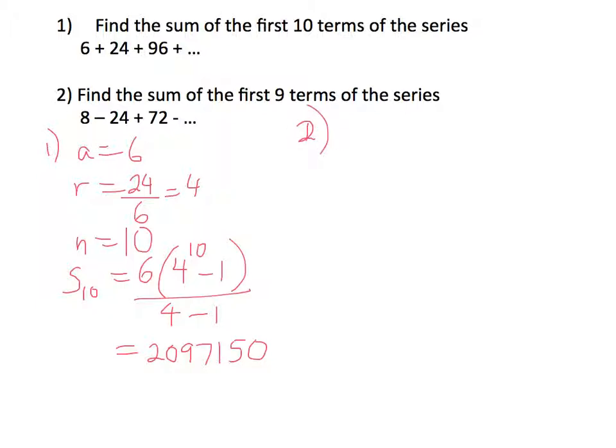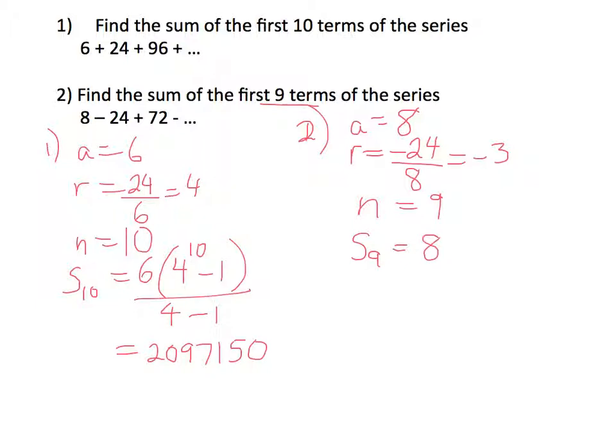Example 2: find the sum of the first 9 terms of this series. If you want, you can pause the video and have a go at that question yourself. Using the same process, A is the first term, which is 8. R is the common ratio, and you can see that the terms are alternating in sign. Negative 24 divided by 8 means the common ratio is going to be negative. And n is the number of terms, and we want 9 terms, so we can use the formula again and just substitute in.